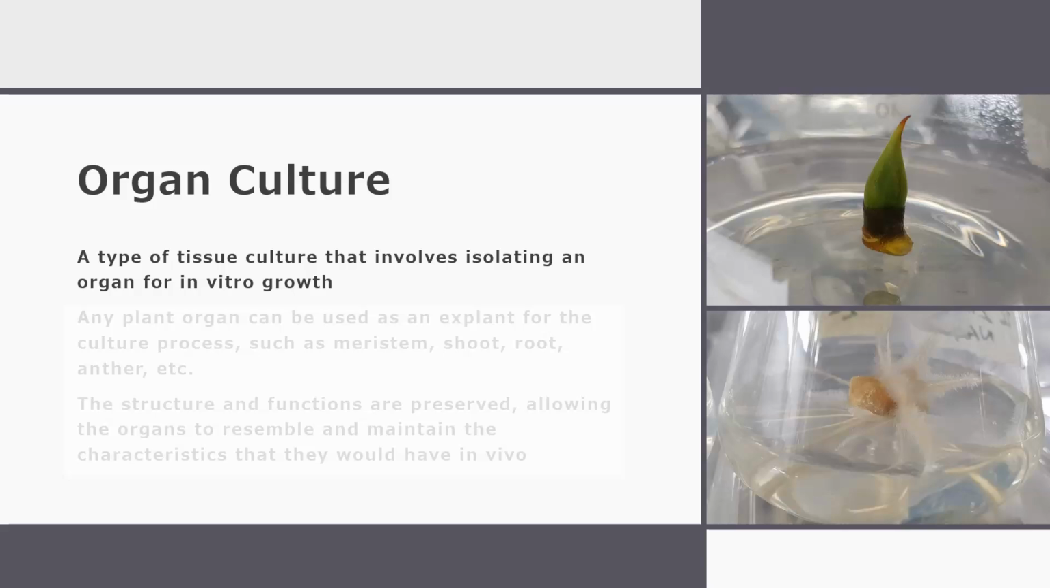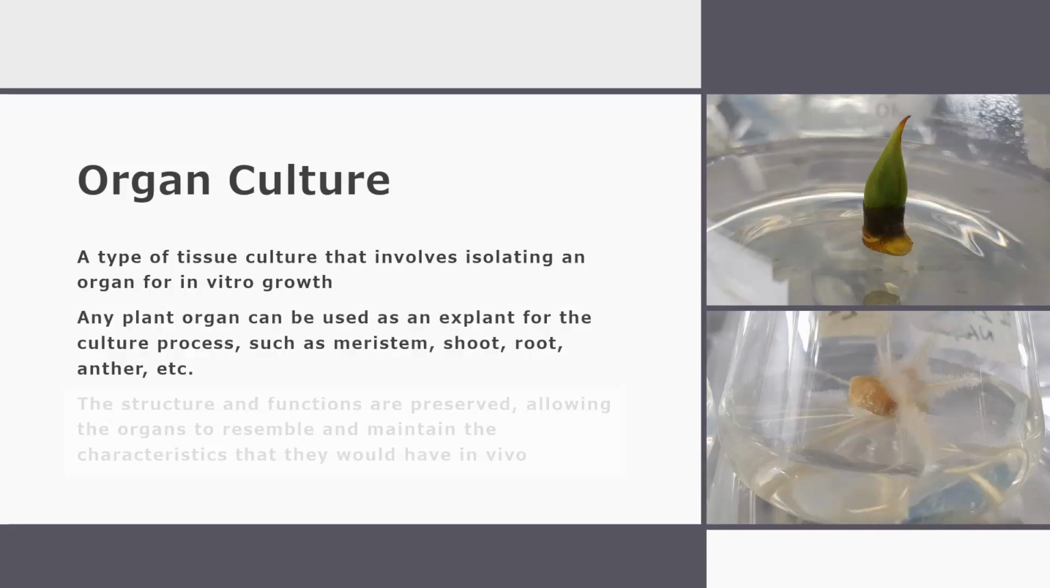Organ culture is a type of tissue culture that involves isolating an organ for in vitro growth. Different types can be distinguished, such as meristem culture, shoot tip culture, root culture, anther culture, etc. Often, any plant organ can be used as an explant for the culture process.